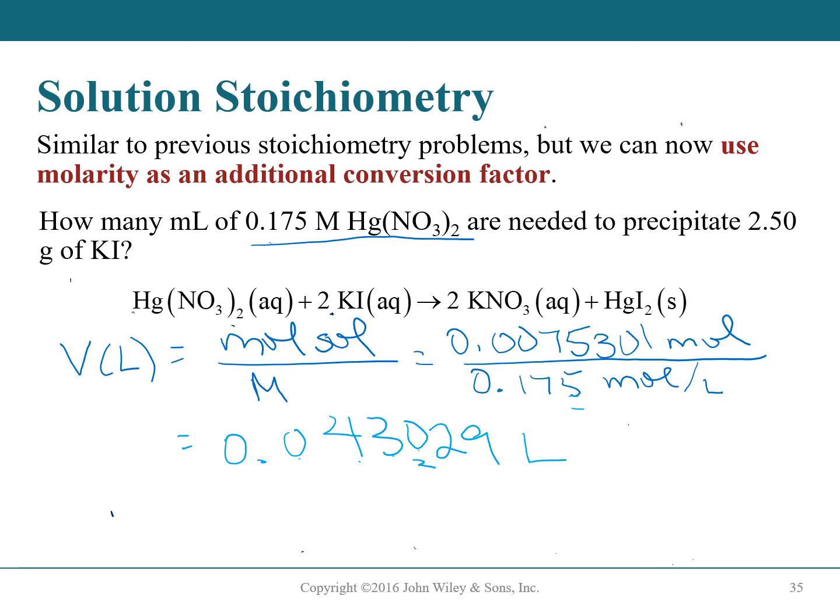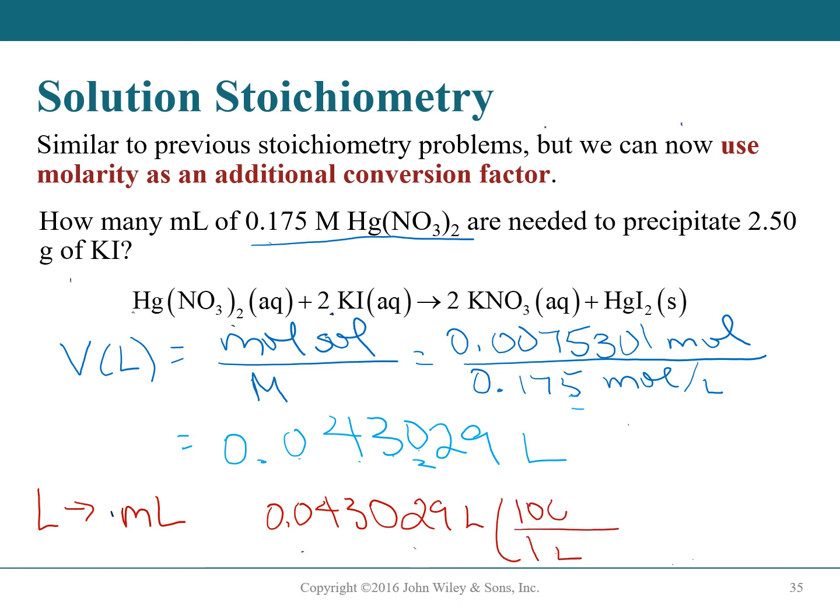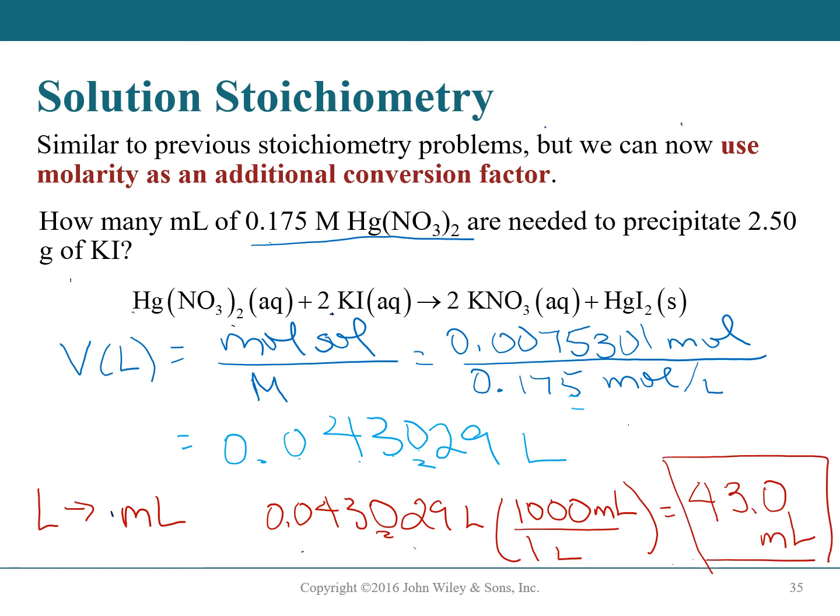The last step was to convert liters to milliliters. So we know 0.043029 liters. We know that 1 liter is 1,000 milliliters. And we know it's going to be 3 significant figures. This is a 2, so we're going to leave it as is and not round. So when we move our decimal placement, it's 43.0 milliliters. It's 3 significant figures, and that's our volume in milliliters.